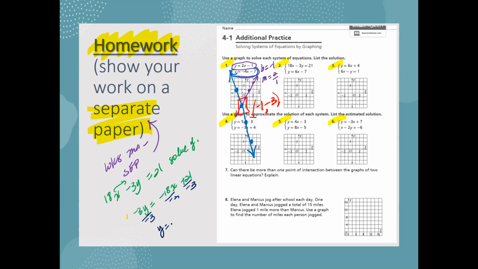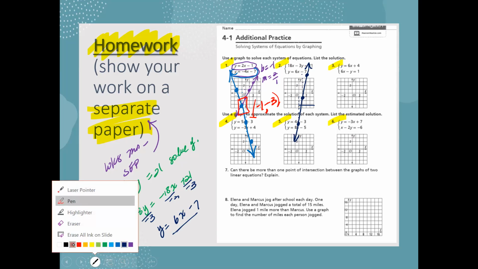So y is now isolated by itself. Double negative gives me a positive. 18 divided by 3 is 6x. 21 divided by -3 is -7. So let's go ahead and graph this equation right here. We're going to start off at -7. 1, 2, 3, 4, 5, 6, 7. And then go up 6, over 1. And here is my line.